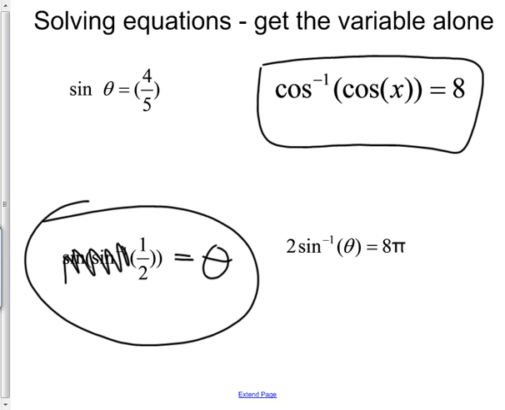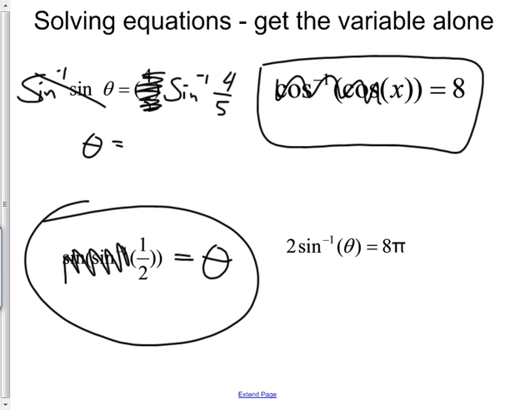How about that one? X equals 8. How about this one? How do I get the theta alone? I got to get rid of sine. How can I get sine to get off of there? Inverse sine, that's what it's good for. Do it to both sides, but I really should move this over. And now I do inverse sine to that side. There. Cancels. Theta equals inverse sine of 4/5.